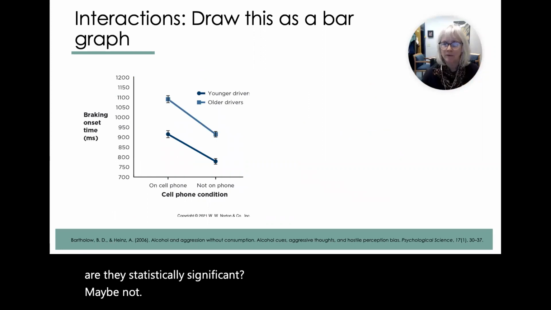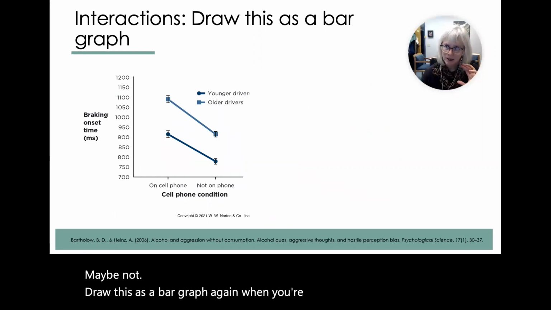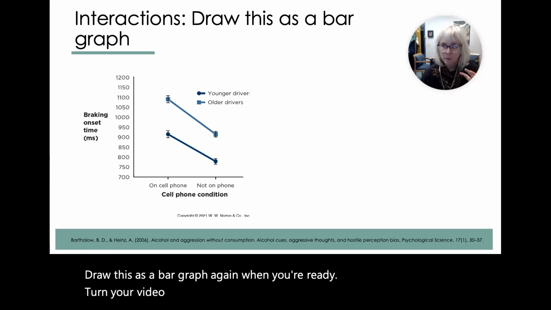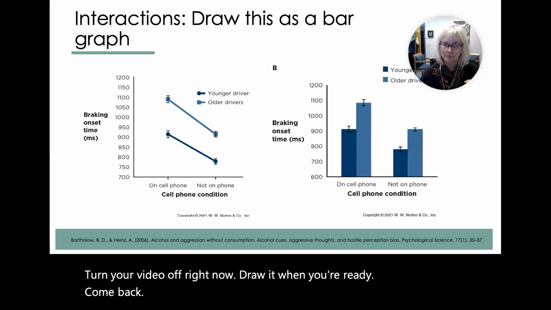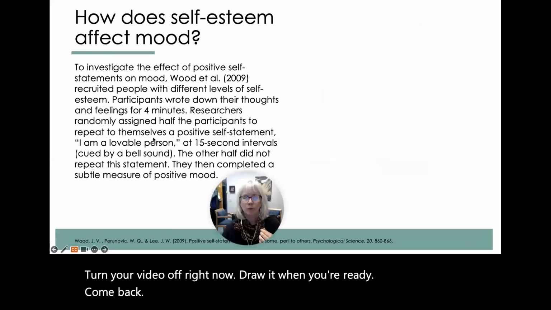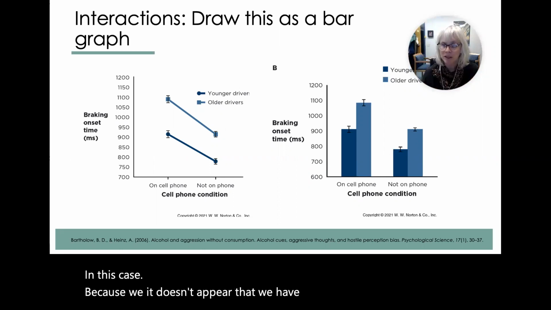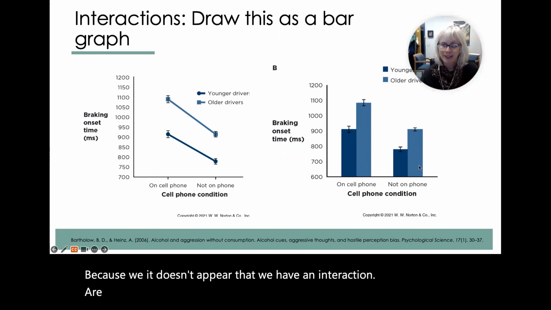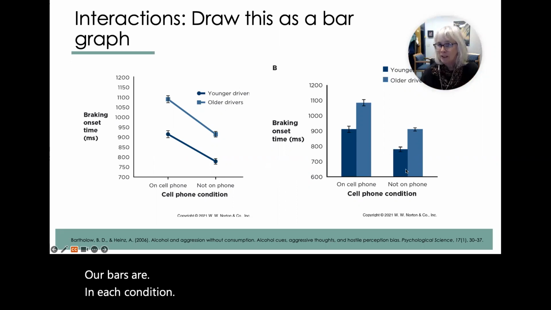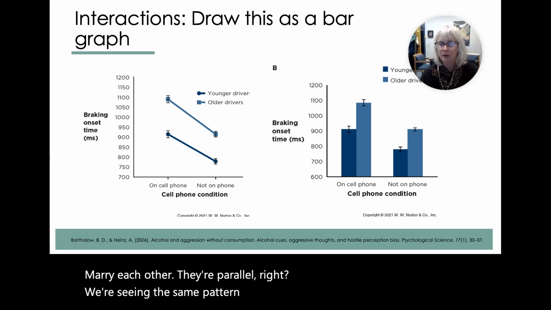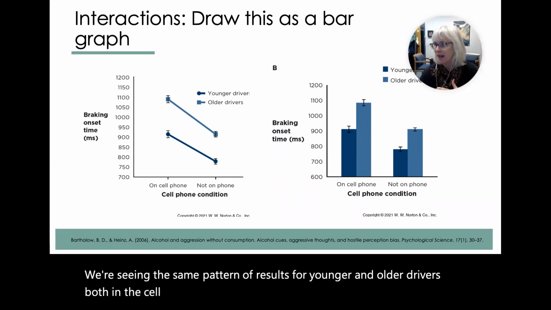Draw this as a bar graph. Again, when you're ready, turn your video off right now, draw it. When you're ready, come back. In this case, it doesn't appear that we have an interaction, so our bars in each condition mirror each other. They're parallel, right? We're seeing the same pattern of results for younger and older drivers, both in the cell phone condition and in the not on the cell phone condition.